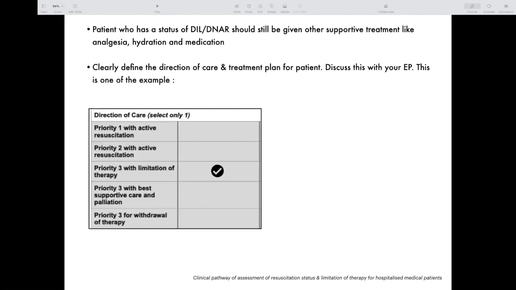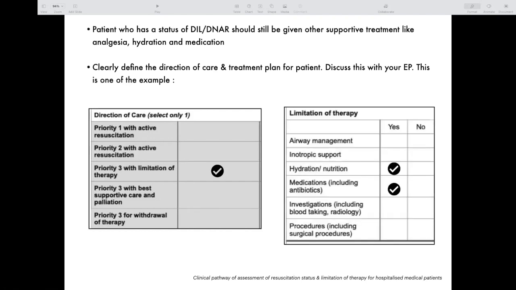If we already decided our direction of care is priority 3 with limitation of therapy, there are a few things we need to consider. We know that we are not going to intubate these patients, but we must decide whether we need to give inotropic support or not. And more importantly, to emphasize to all MOs, we should give the hydration, the nutrition, and also the medications to the patient. And we need to decide on all these features. At this point of time, we can also decide whether we want to continue with the investigation or not, whether we still need to take the daily blood or not.